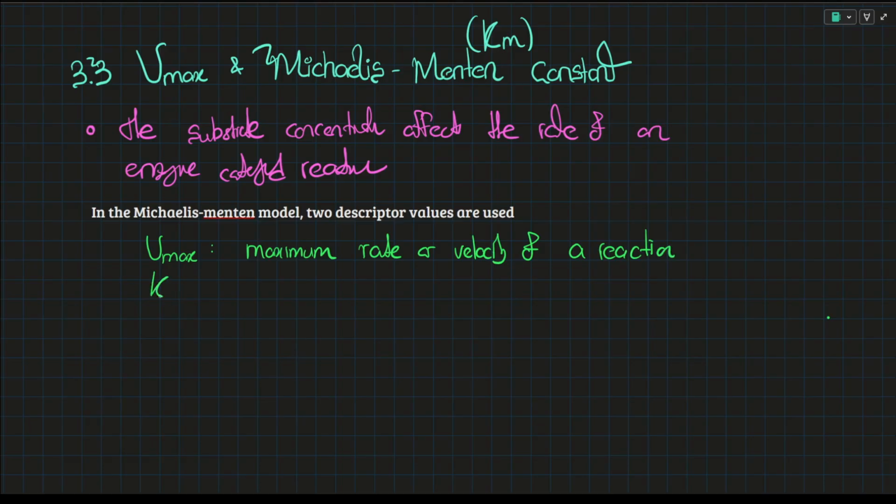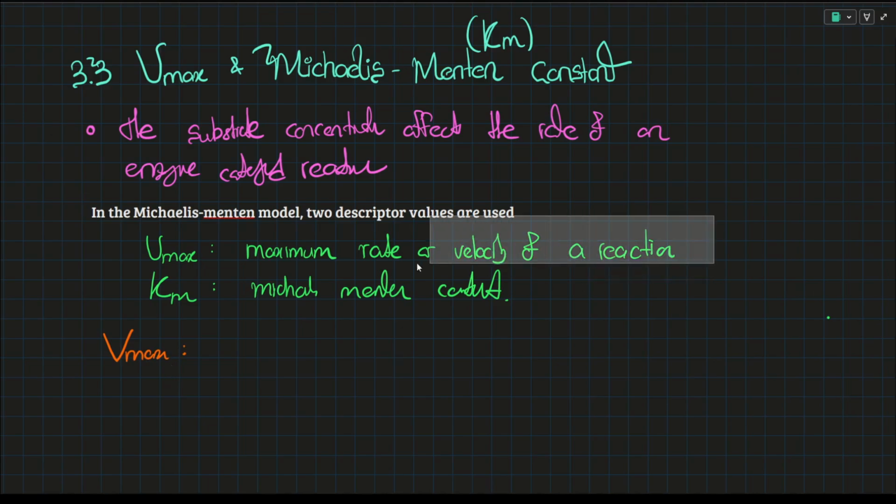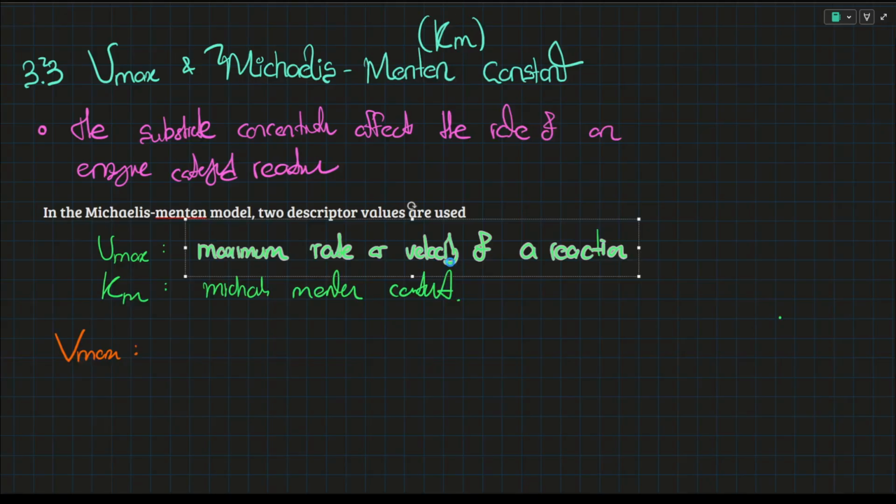And then the second factor is the Km, Michaelis-Menten constant. That's why it has a K, K means constant. We'll define these things like this. Vmax here. It's not Umax. What exactly is Vmax? Vmax is exactly the maximum rate or velocity of reaction. There's nothing that's going to be different when it comes to that.